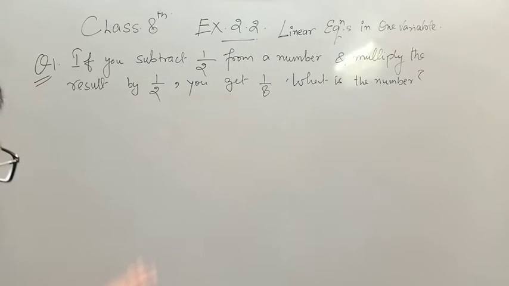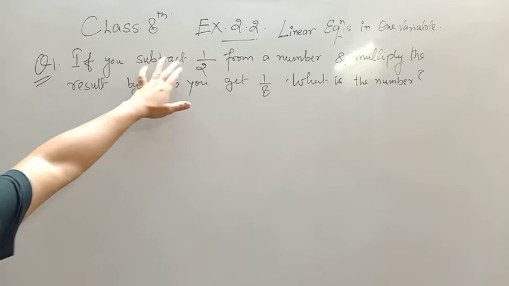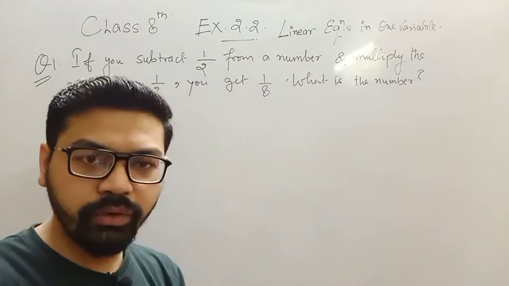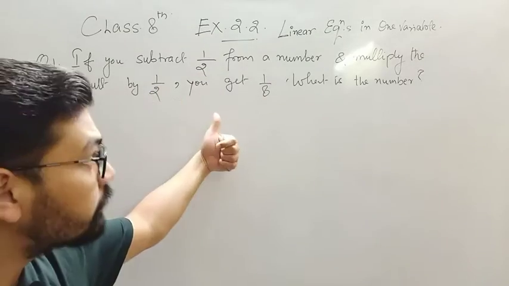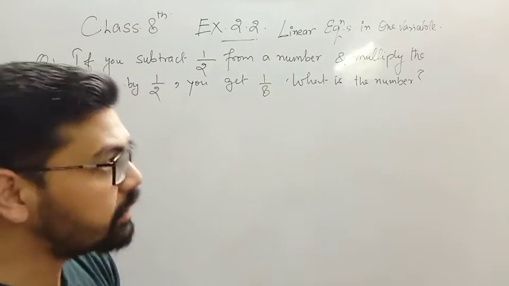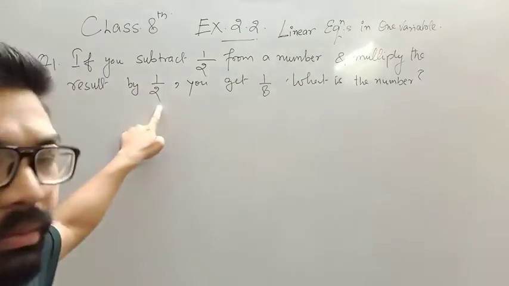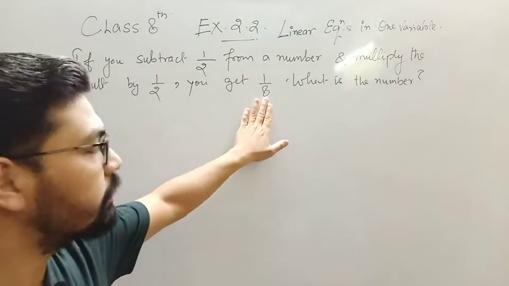Now without wasting any more time, we will start question number 1. The question says: if you subtract 1 by 2 from a number, let's say you have a number, and first you need to subtract 1 by 2 from that number, and then the result needs to be multiplied by 1 by 2, and then the overall result will be 1 by 8.